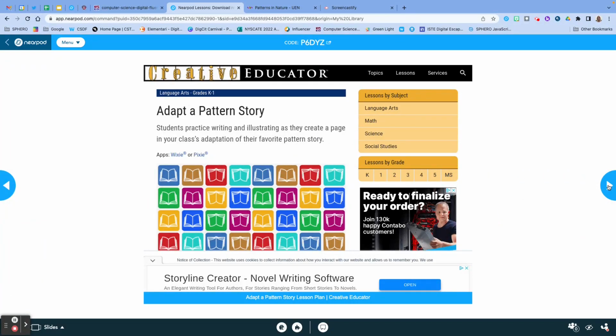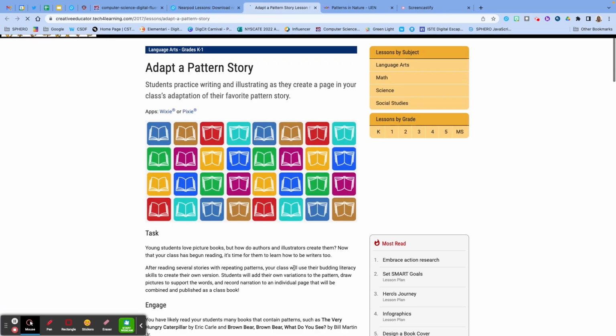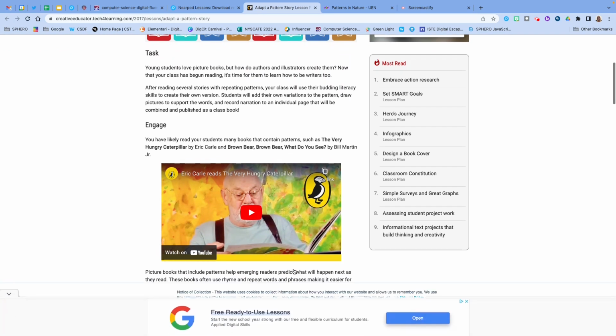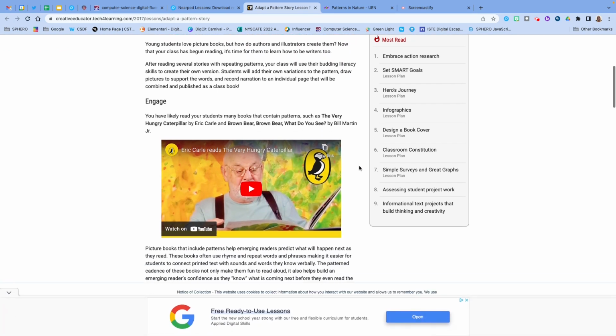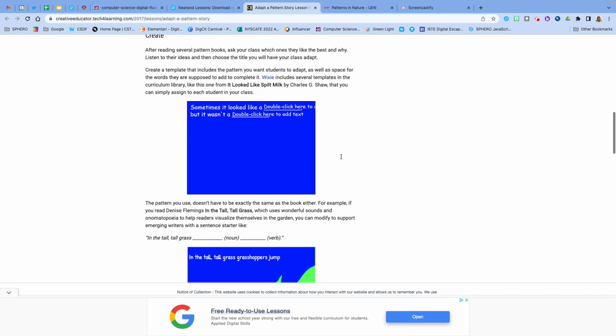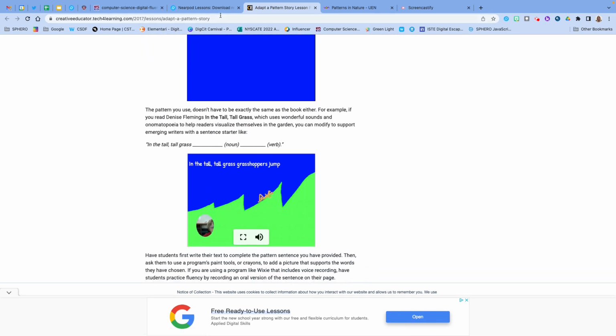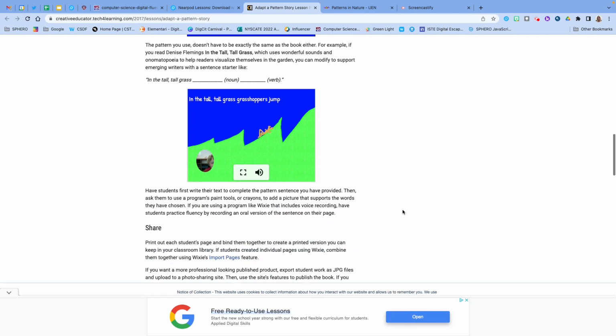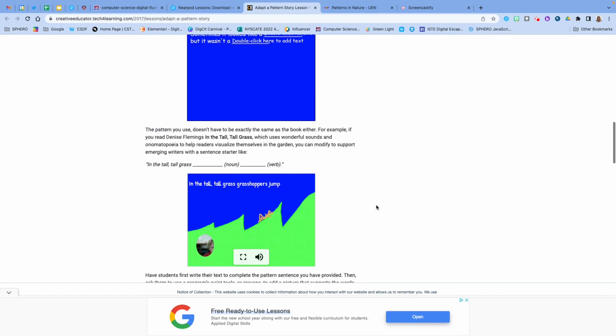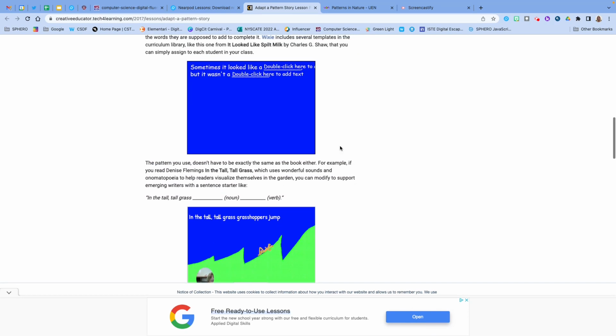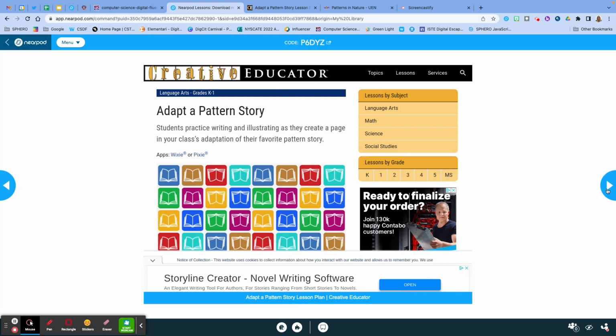Another fun activity to do with your students is adapting a pattern story. This one actually uses an Eric Carle book, but you can use whatever other books work for you. So you can use The Very Hungry Caterpillar or Brown Bear, Brown Bear, watch the video, and then have the students work on their patterns. Here we're talking about using Wixie, but you can certainly do this in Scratch, or you can do it on paper with different things that you have available to you.